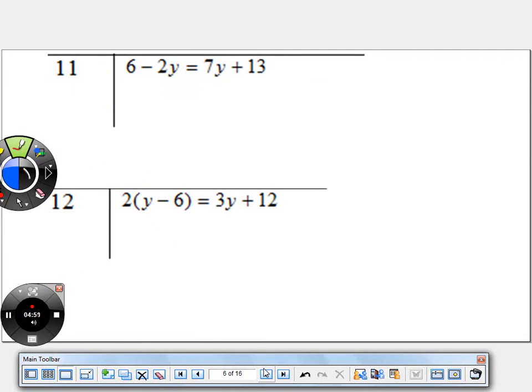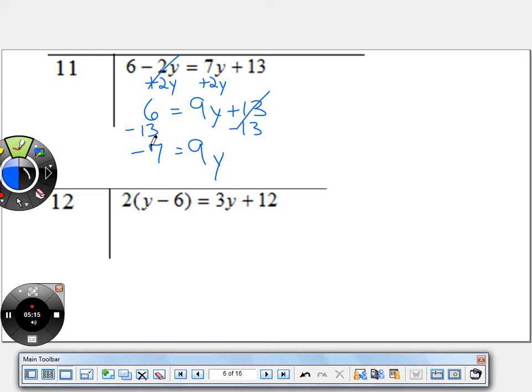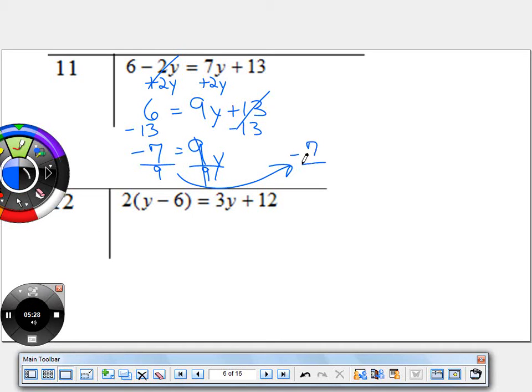Number 11, we want to get the y's together, so that's a minus 2y, so we should add 2y. These are opposites, so we get 6 equals 9y plus 13. Then next step would be to subtract 13. So we subtract 13, that cancels that out. 9y equals negative 7. And then divide both sides by 9. So we divide by 9. This cancels out, so we end up with y equals negative 7/9.